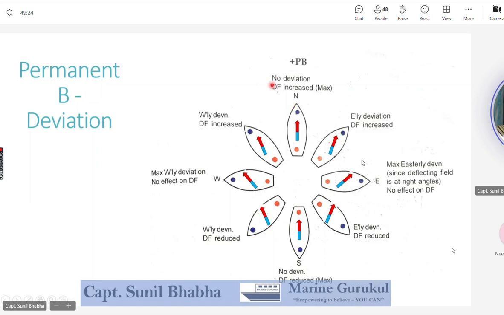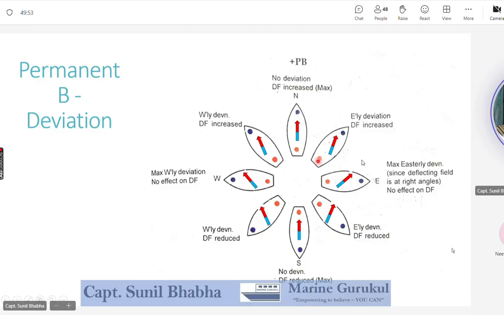So there is no deviation on the northerly heading. Let's now assume the vessel has moved to a northeasterly heading in this particular direction. Now the blue pole has gone northeast of the compass, and this blue pole is going to attract the red pole of our compass, and the compass is going to deviate towards east. So you have an easterly deviation.